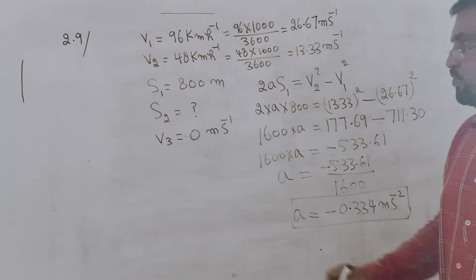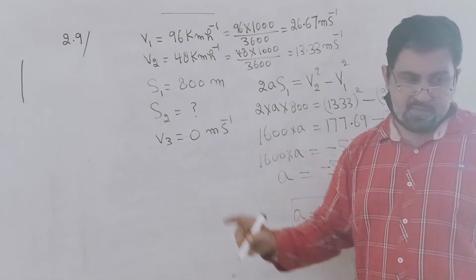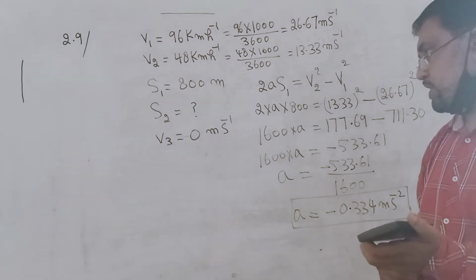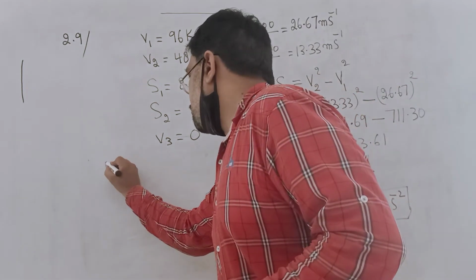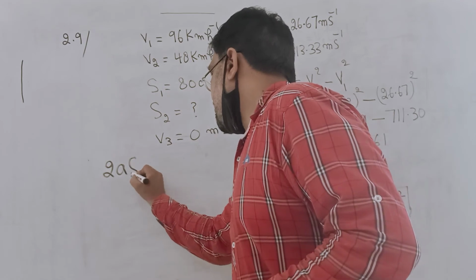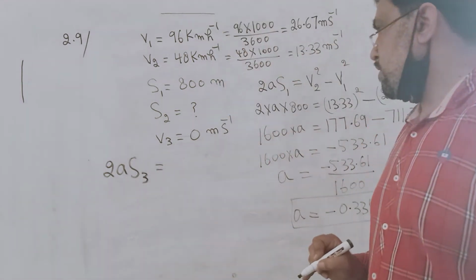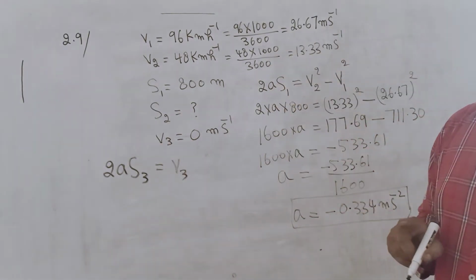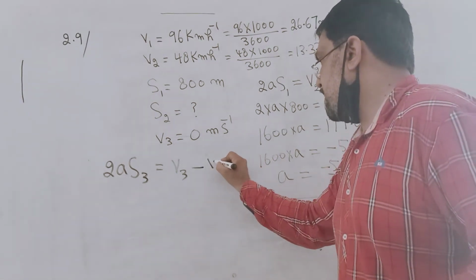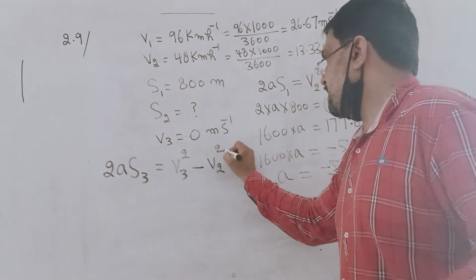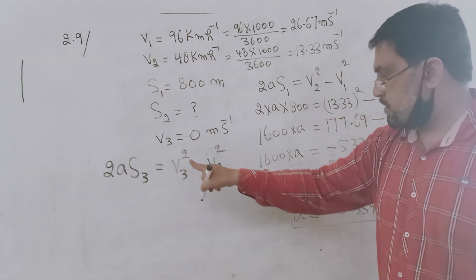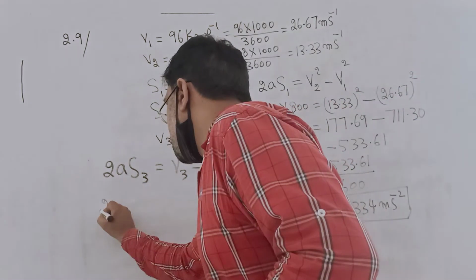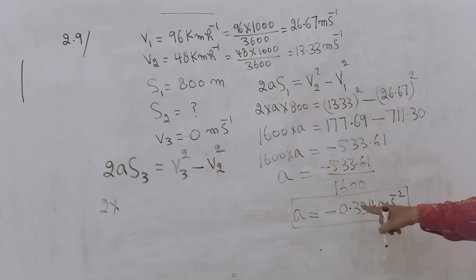We have to find S2. For this, again we use the third equation of motion. 2as3 is equal to final velocity square minus initial velocity square. Now final velocity is v3 and initial velocity is v2. Putting the value of a, we write minus 0.334.